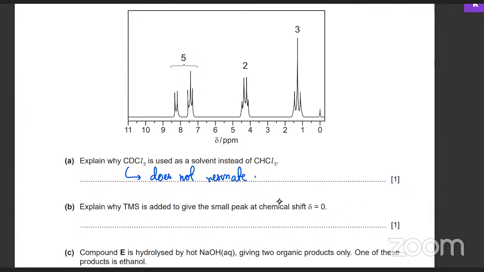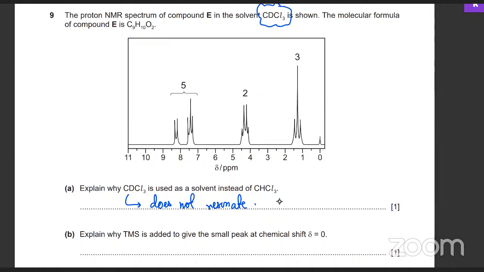Next thing is, explain why TMS is added to give the small peak at chemical shift delta 0. So TMS is a molecule that is added along with compound E. The sole purpose of TMS is as a reference. That's it. TMS is tetramethylsilane.